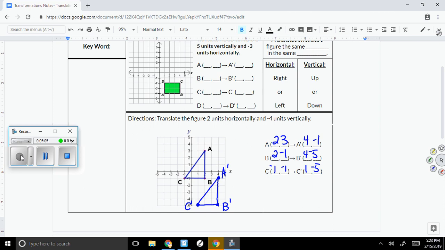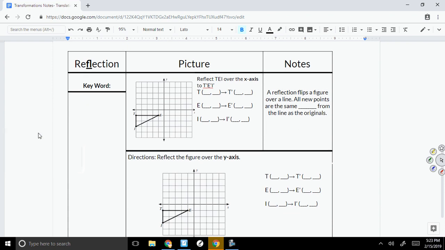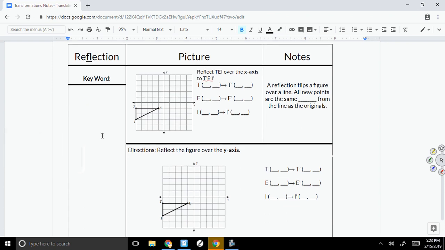Now we're going to go ahead and flip it over and take some notes about reflection. On the back of our note sheet, we are talking about a new transformation called reflection. And again, there's a clue hidden inside that word. When we see reflection, our little key word that we need to think of is flip.